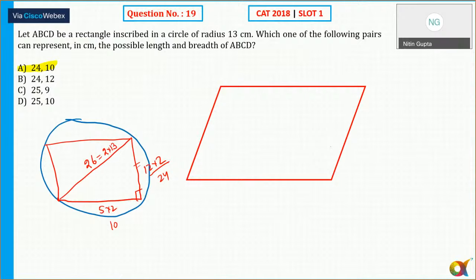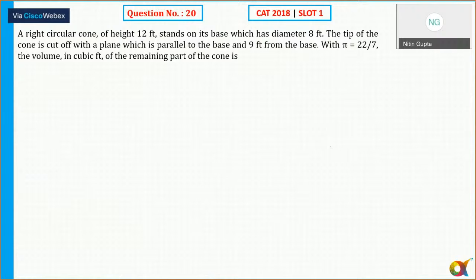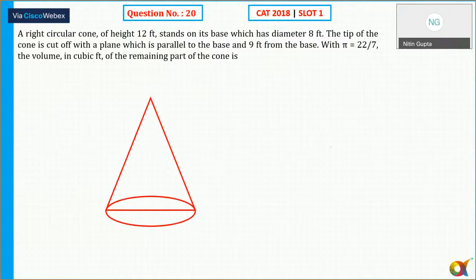Okay. Now, question number 20. It says a right circular cone. So there is a right circular cone of height 12 feet, which stands on its base and has a diameter of 8. So the diameter is equal to 8 here, so the radius is equal to 4.